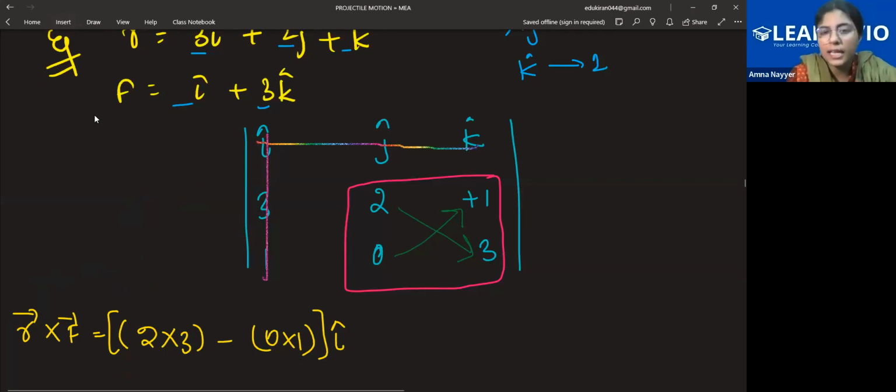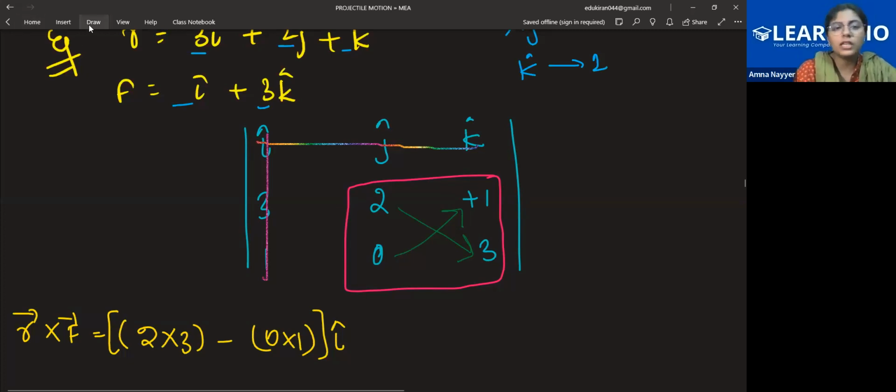More than understanding why it is subtracted or why we use i cap first, just learn it like a formula. In class 11, nobody is going to ask you, because the entire derivation of this matrix form is not in your syllabus. So it's better to remember it like a formula: vertically down minus vertically up.